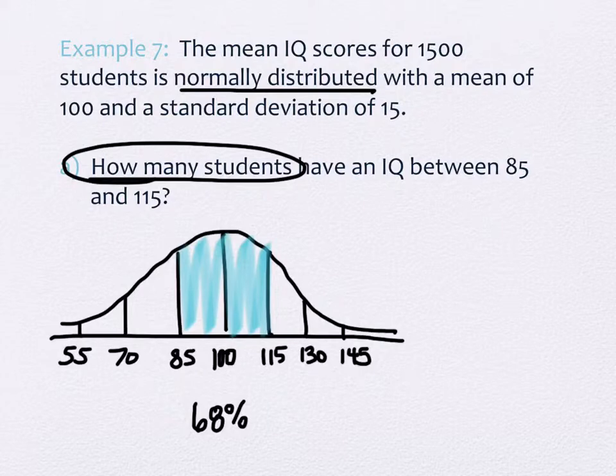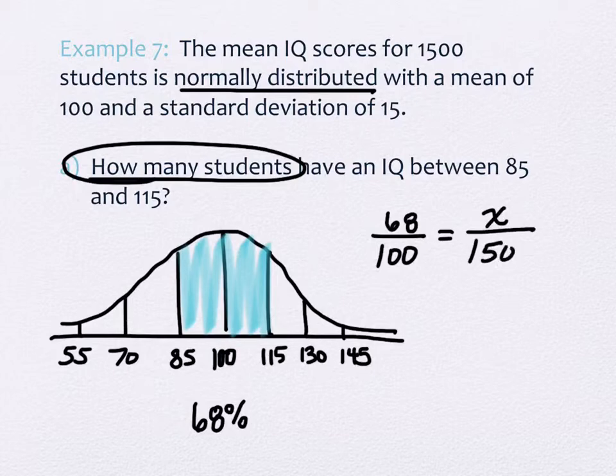But we've done that, right? We can do that with a proportion. There's other ways to do it, too. I'm going to set it up as a proportion because that's how we've most recently seen it. 68 over 100, that's my percents. I want to know how many students that is out of 1,500. So if I cross multiply, what is 1,500 times 68?